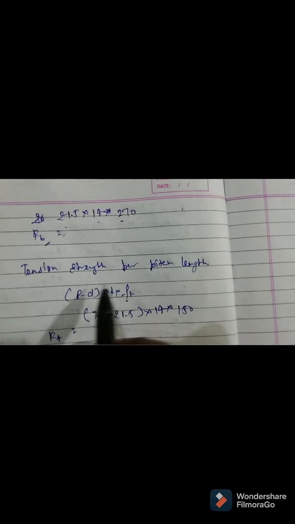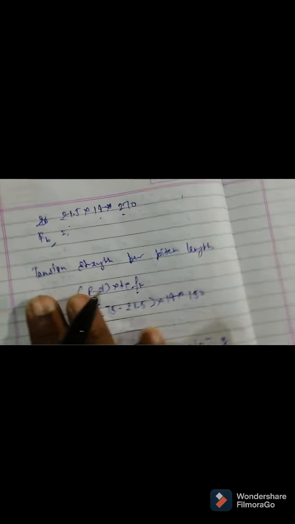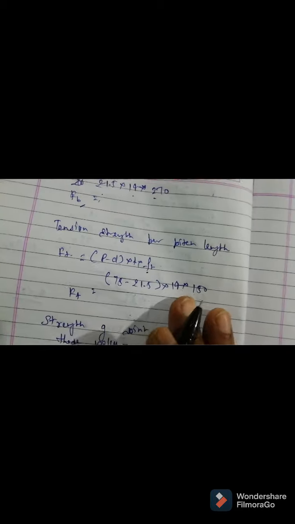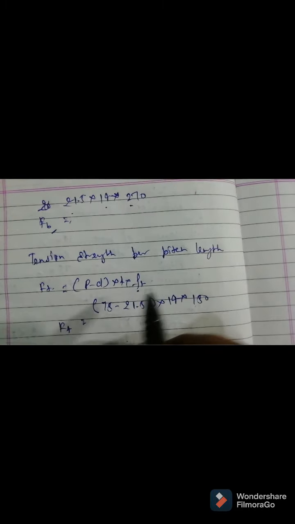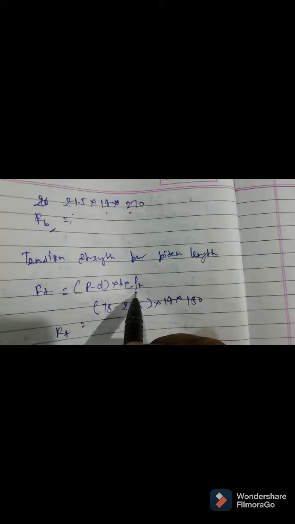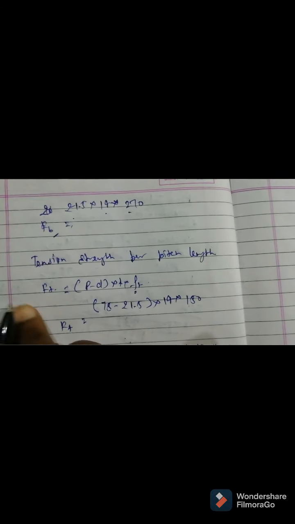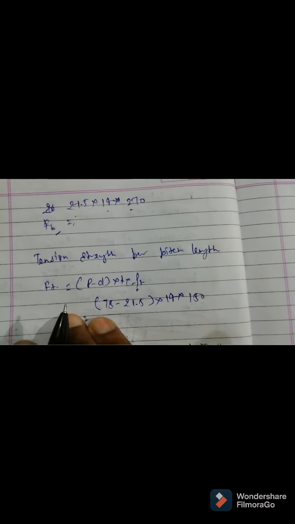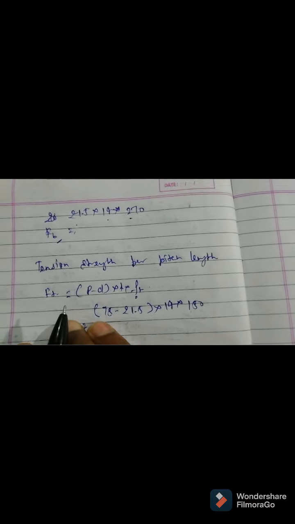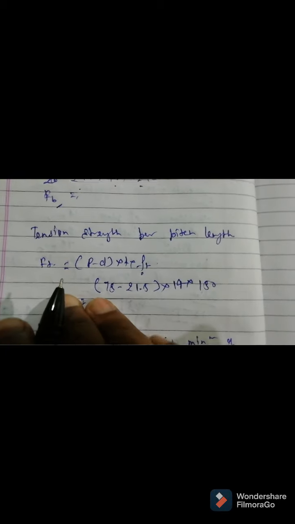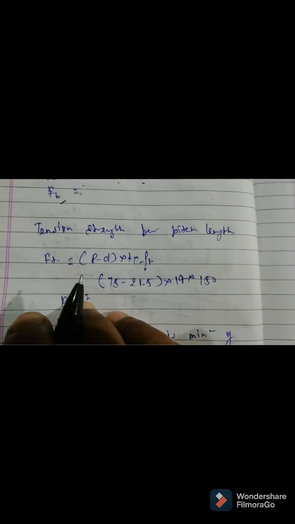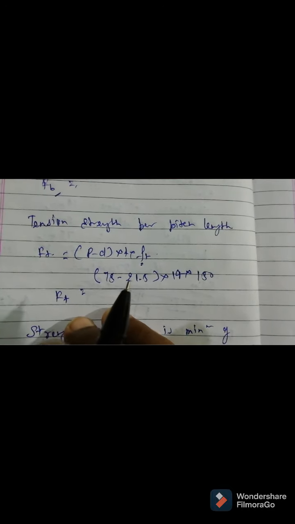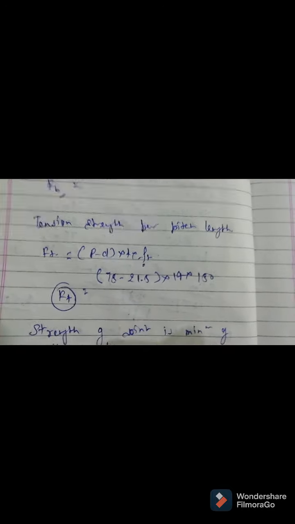Now the tearing strength per pitch length, as already discussed: capital Ft is the force, and small ft is the stress. So Ft equals P minus D into T into ft. We have already changed the pitch, so 75 minus 21.5 multiplied by 14, where T is the thickness of the thinner plate, multiplied by ft, which is 150. So you can calculate the value of your Ft.